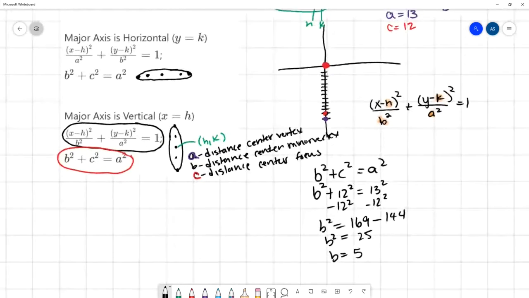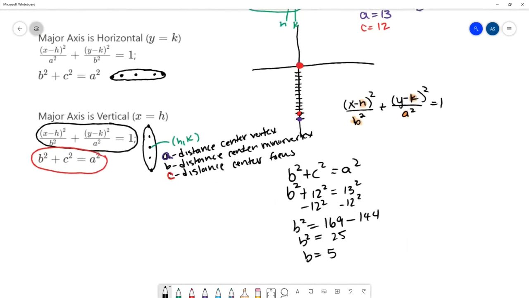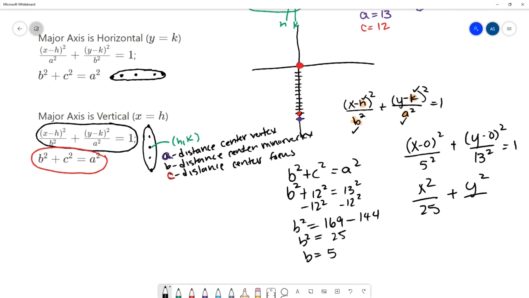So I can write the equation, and I can also draw the graph now because I have all the details. So filling in the center of 0, 0, filling in a b of 5 and an a of 13 would give me x minus 0 squared over 5 squared plus y minus 0 squared over 13 squared equals 1. That's x squared over 25 plus y squared over 169 equals 1.